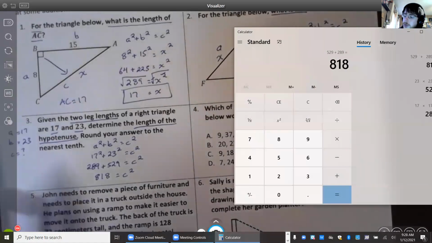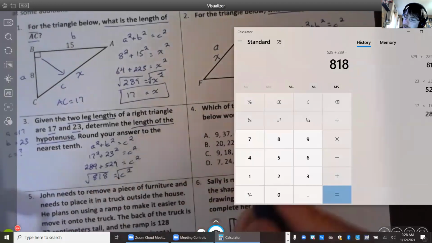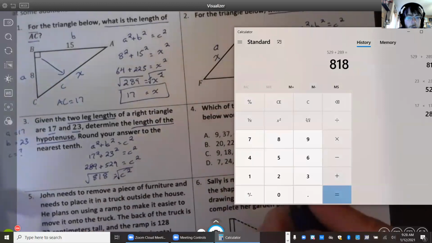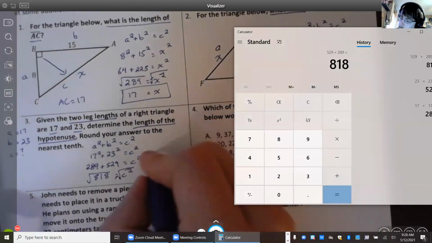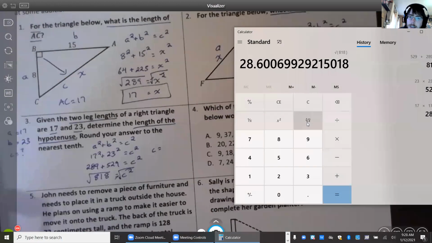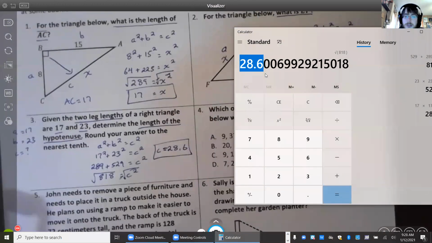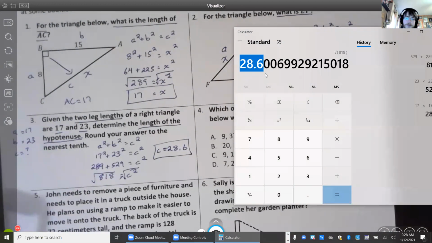And then what we need to do, because again, we need to get rid of that squared, we need to square root both sides. On the right side, the squared and the square root cancel out, so we get C equals, and if we take the square root of 818, we get this decimal, and we want to round our answer to the nearest tenth. So remember, nearest tenth is 1 decimal place, so that would be 28.6. So our hypotenuse would be 28.6.